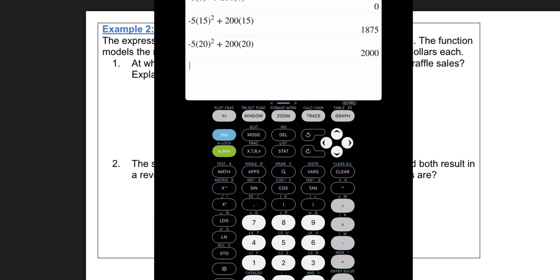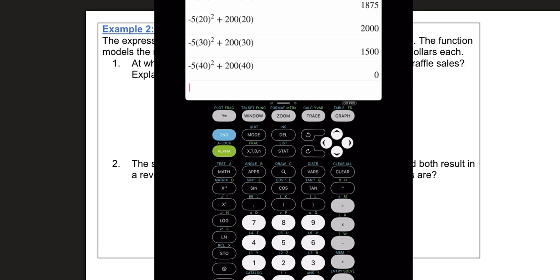Now we're at 2,000. So we're still going up. So that means my number needs to get even larger because we're still increasing. Okay? So I don't know, let's try 30, see what that does. 1,500, so now we're coming back down. Let's try 40. Okay, so I'm just guessing and checking some values and looking at how those output values change.